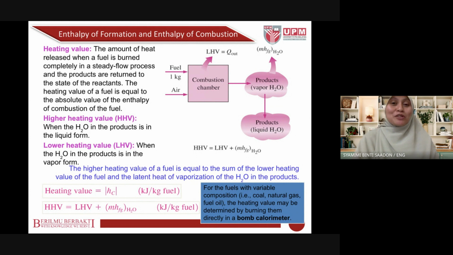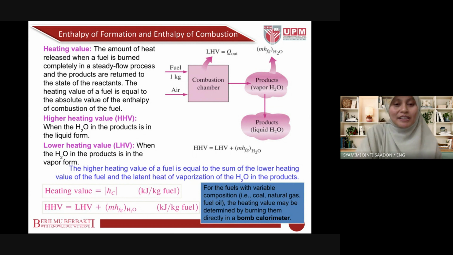The heating value that we usually use previously in the gas turbine cycle is around 40,000, 42,000 kilojoule per kilogram. Yeah, I think 43,000, etc. Okay, now here the heating value is the amount of heat released when the fuel is burned completely in a steady flow process, and the products are returned to the state of the reactants.